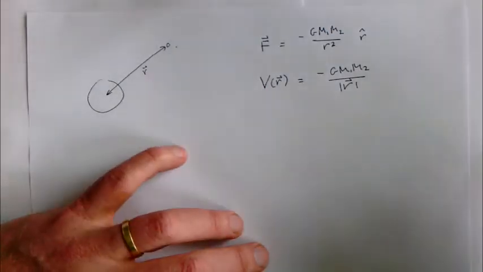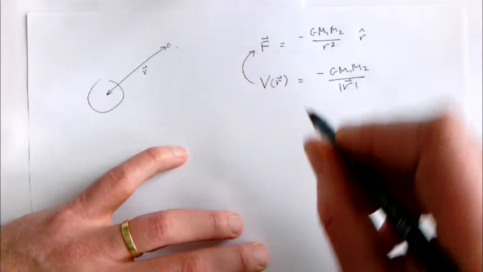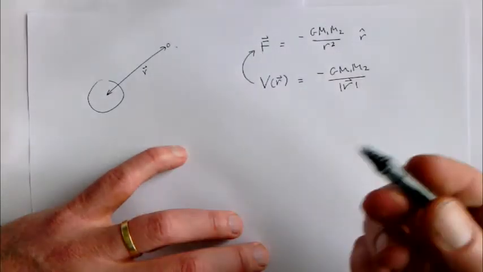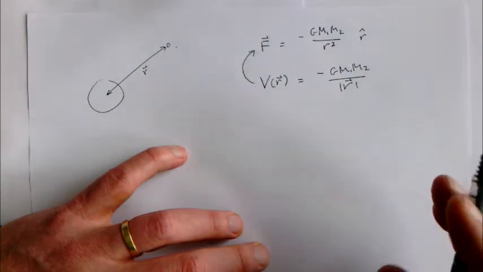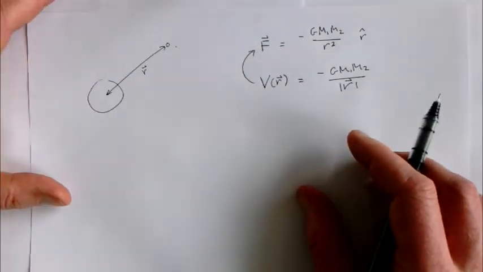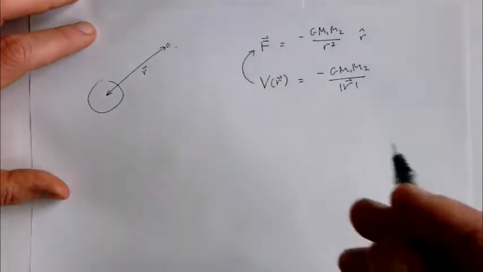So let's see if we can use this formalism of taking partial derivatives in order to go from this potential to this force. And I'm going to do this in Cartesian coordinates, not because it's the best way to do it. In fact, it's a terrible way to do it, but because it doesn't require us to introduce any more issues having to do with the gradient operator.